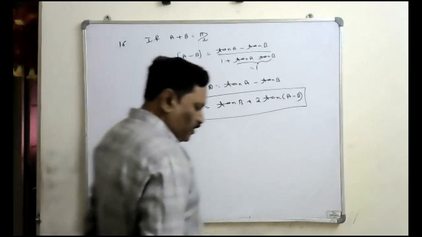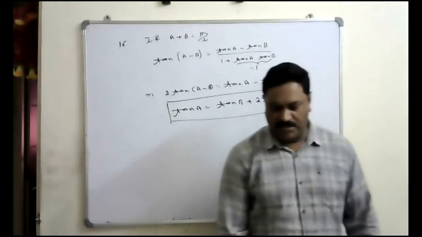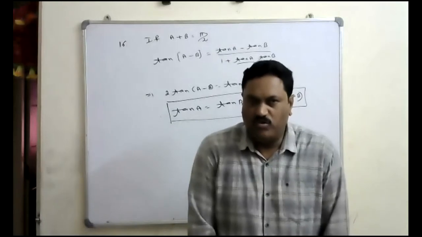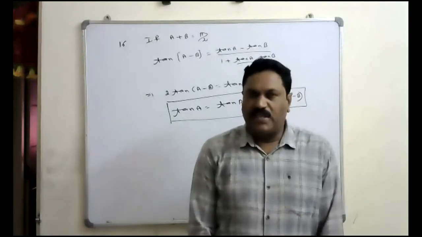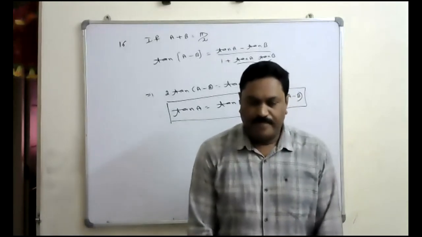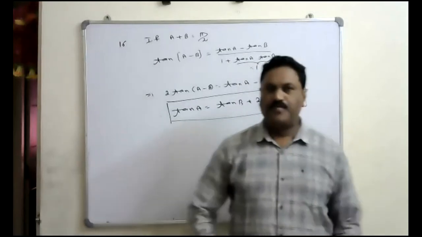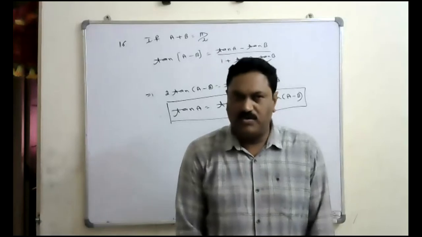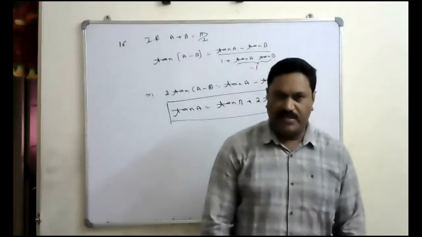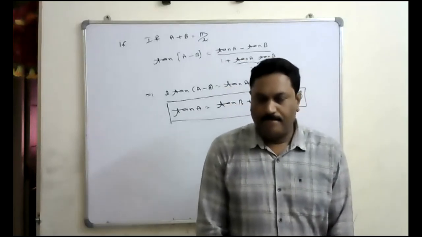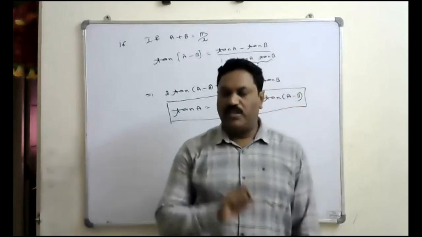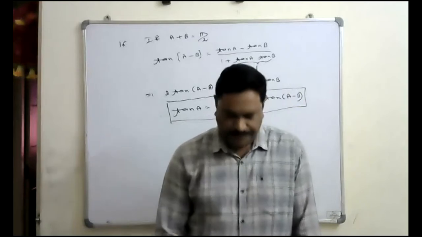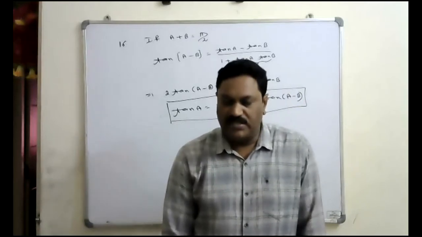Okay. So these are the formulas and the concepts that we have in this topic. All these formulas and concepts you should go through thoroughly. What is the value of sine 15 degree? Root 3 minus 1 upon 2 root 2. What is the value of cos 15 degree? Root 3 plus 1 upon 2 root 2. What is the value of tan 15 degree? 2 minus root 3.